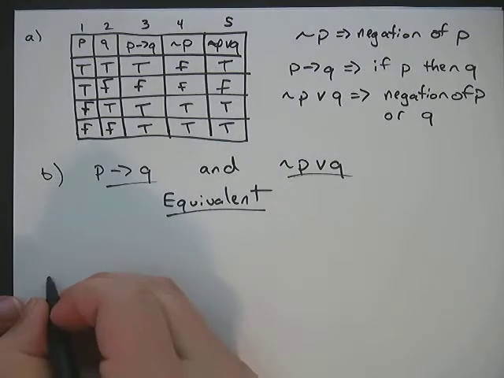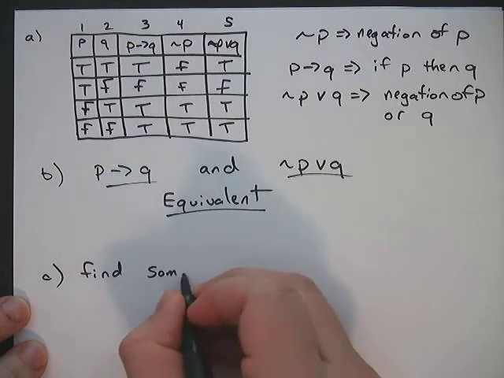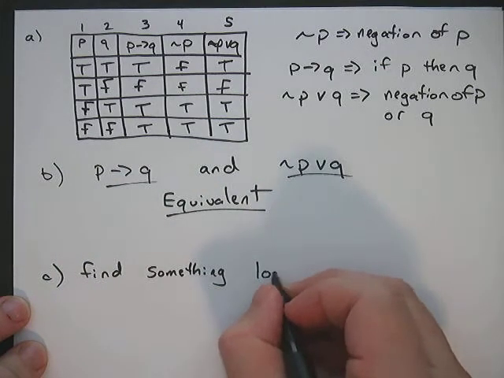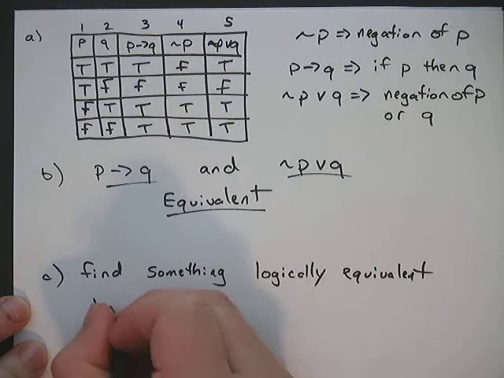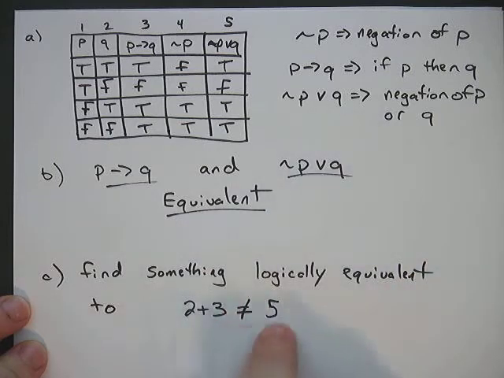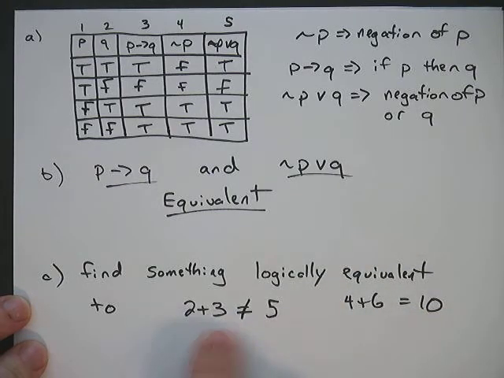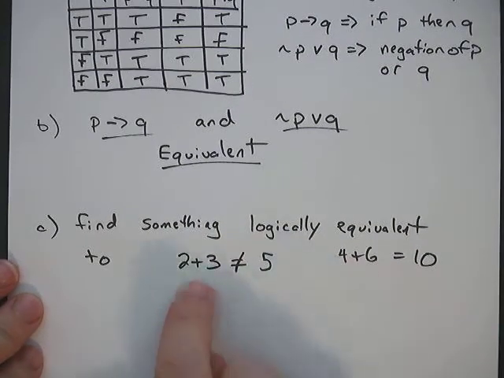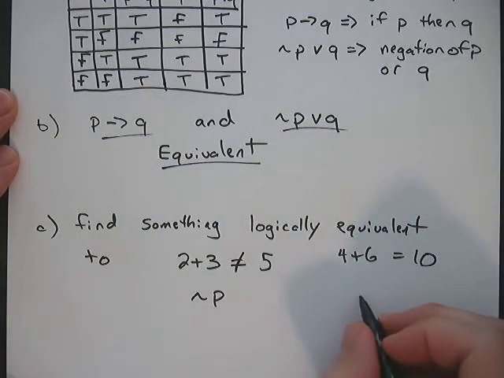Okay, so on the next question on this problem, it says that you want to find something that is logically equivalent to the following two statements. 2 plus 3 is not equal to 5. Okay, that's a negation statement. And then 4 plus 6 is equal to 10. So this is a negation statement, so you might think of this as being p, and you might label this 4 plus 6 as being q.